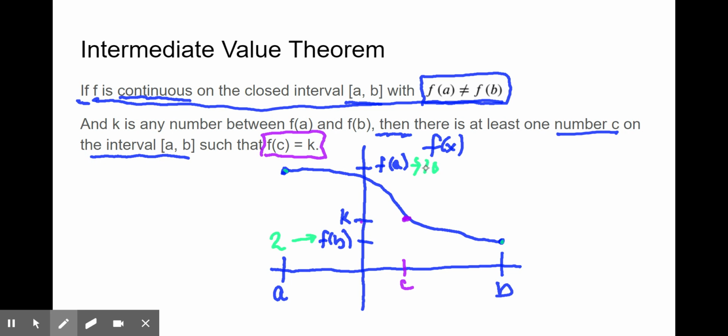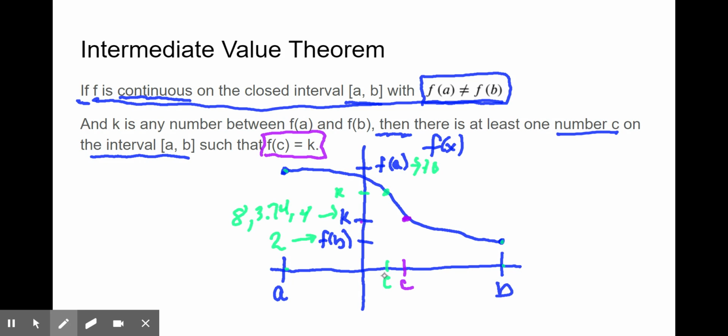So I have one endpoint at the y value 10, another endpoint at the y value 2. Then as long as I pick this number k between 10 and 2, well then yeah, of course there's going to be a place where the y value is equal to that. I could make this value of k 4. I could make it 3.74. I could make it 8, right? I could put it up here if I want. It doesn't matter. Is there going to be a value of c between these two x values such that it's going to equal k? Sure.